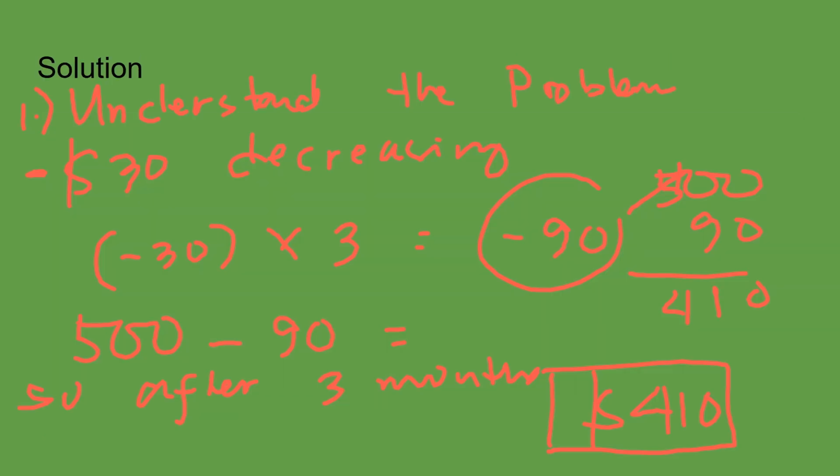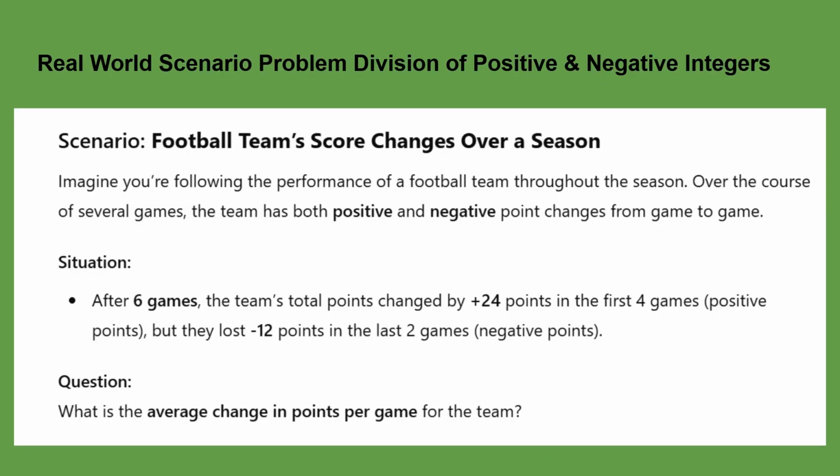And therefore, after 3 months, we were able to see that the bank account balance that we have now is $410. Okay, easy, right? Next.